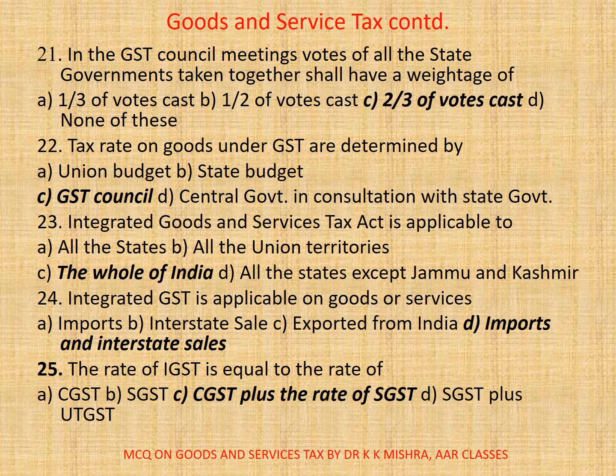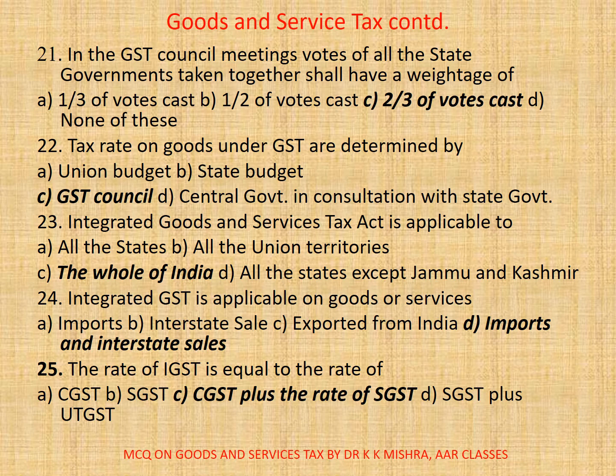21. In the GST Council meetings, votes of all the state governments taken together shall have a weightage of A. 1/3 of votes cast, B. 1/2 of votes cast, C. 2/3 of votes cast, D. None of these. The correct option is C. 2/3 of votes cast.